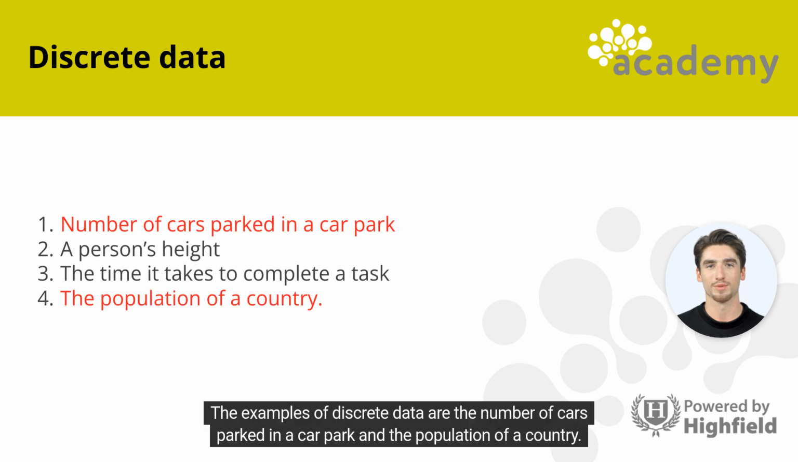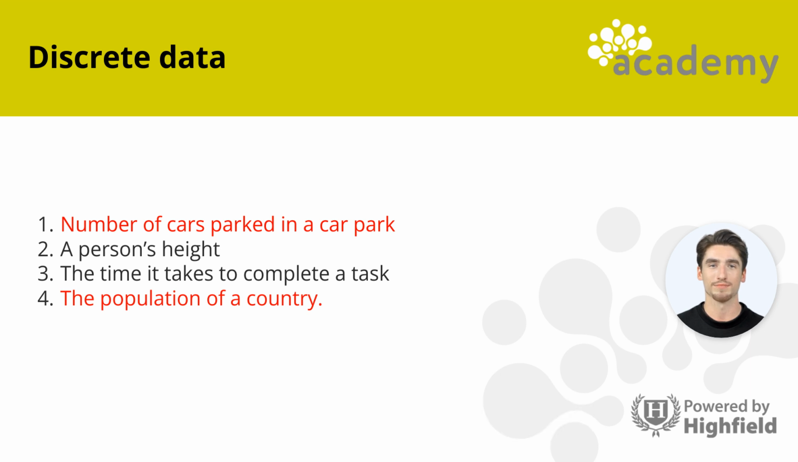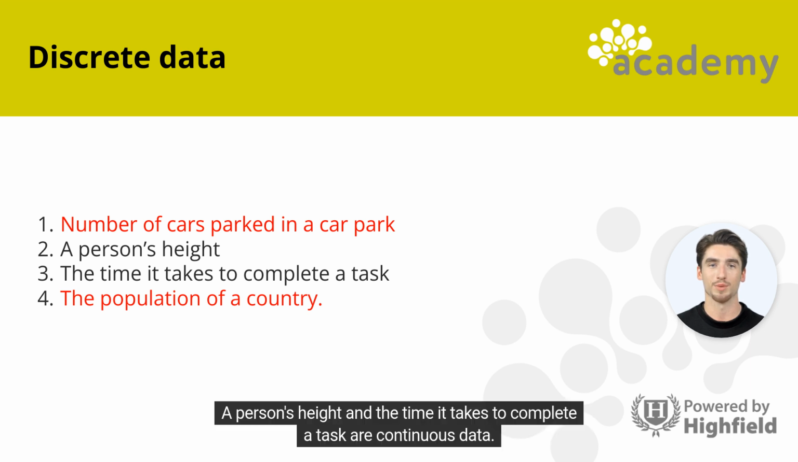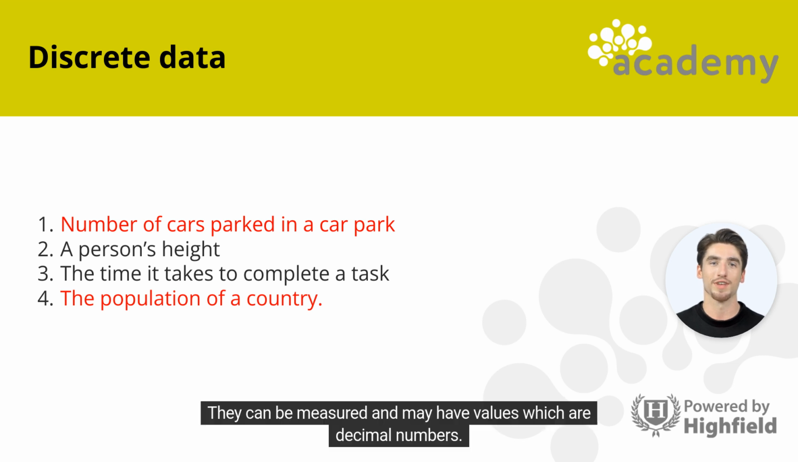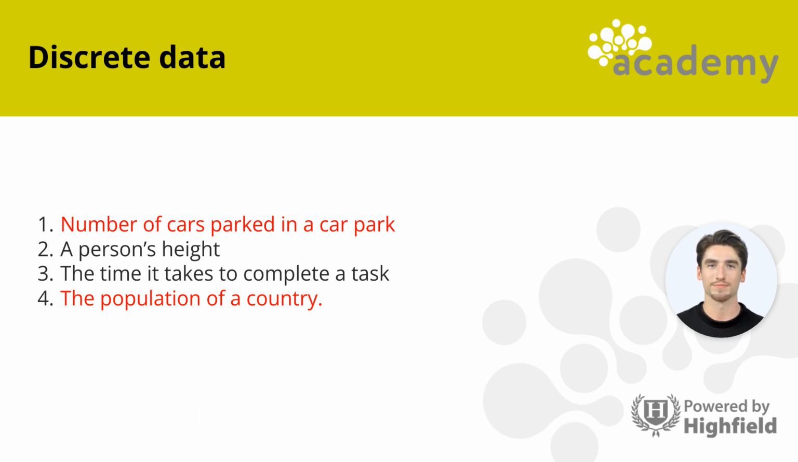The examples of discrete data are the number of cars parked in a car park and the population of a country. A person's height and the time it takes to complete a task are continuous data. They can be measured and may have values which are decimal numbers.